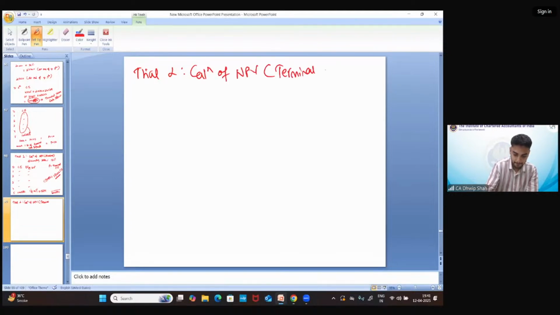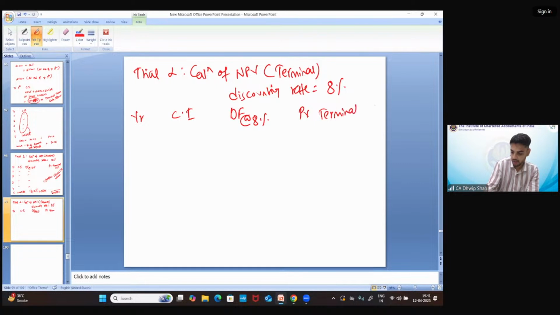Terminal NPV, when the discounting rate is now 8%. So again, we will prepare the same table: cash inflow, discounting factor at 8%, and present value of terminal cash inflow. Now I'm not writing the first 4 years, we will go directly to the 5th year. 106,788 times 1 divided by 1.08 raised to 5.